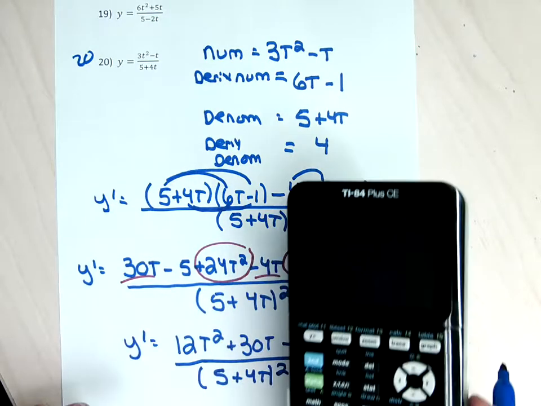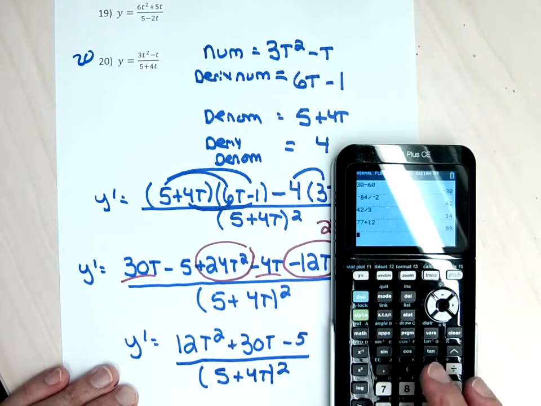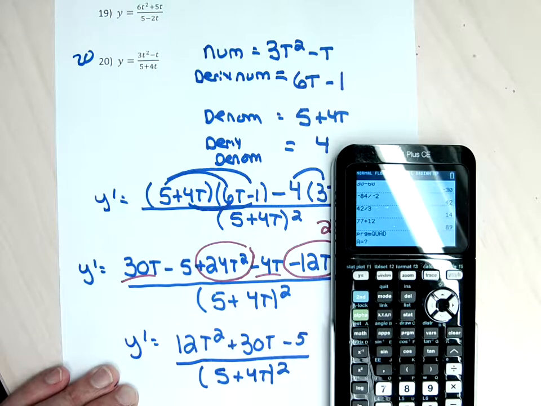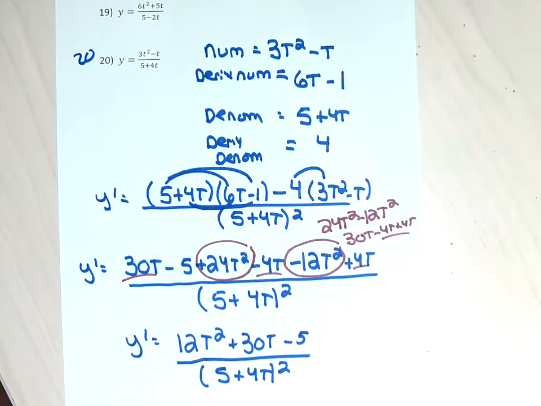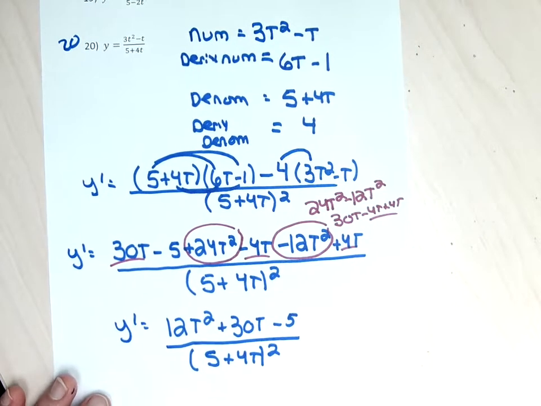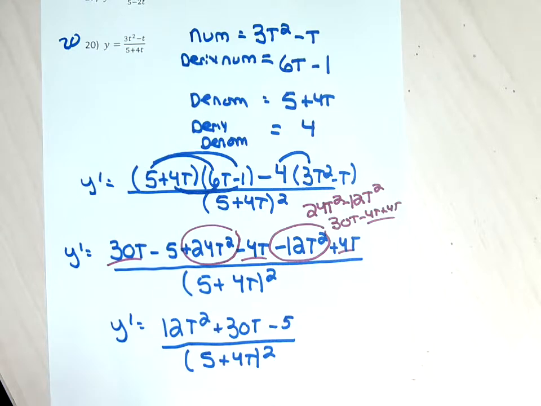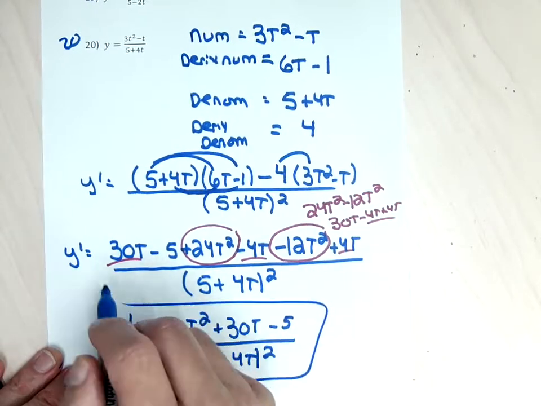I want to see if this actually factors. So I'm going to try my sneaky program. Program quad, A equal to 12, B equal to 30, C equal to negative 5. Decimal, so it doesn't factor. Numerator doesn't factor. The denominator of 5 plus 4t can only cancel with a factor of 5 plus 4t in the numerator, so that's not going to cancel. And that will be my answer.